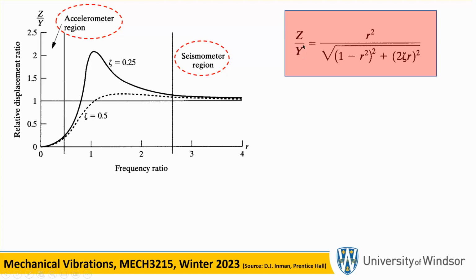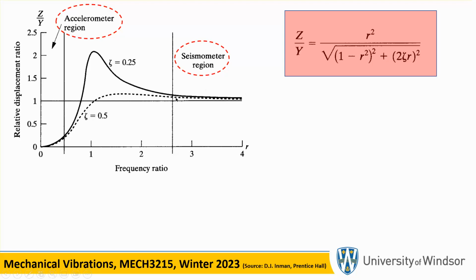So remember, we are trying to find the Y, the base motion. So we are trying to estimate the big Y. Of course, an accelerometer will need the derivative of little y, but this is just the Y itself. This region where R is very large, in other words, omega b over omega n very large, is called the seismometer region.